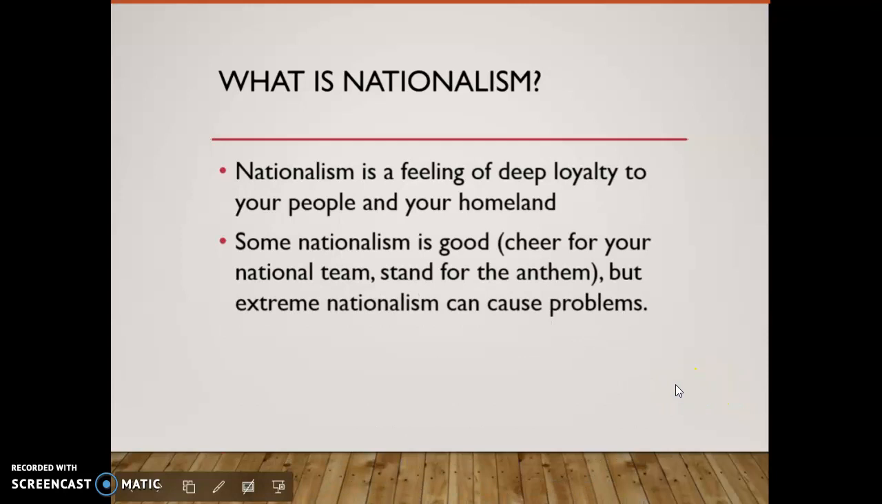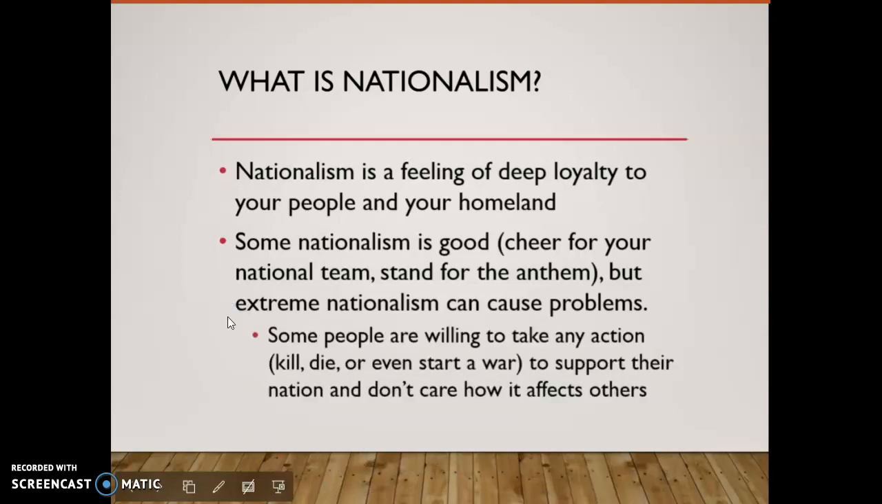And most of the time, that's a good thing. You cheer for your sports teams, and, during the Olympics, we make sure that we are very, very loud when our hockey teams hit the ice, all of that sort of stuff. But when you add the word extreme, that's when you become dangerous. As with anything, extreme nationalism can cause problems. Some people are willing to take any action, and that includes killing, dying, even starting a war to support their nation, and they really don't care how it affects anybody else.